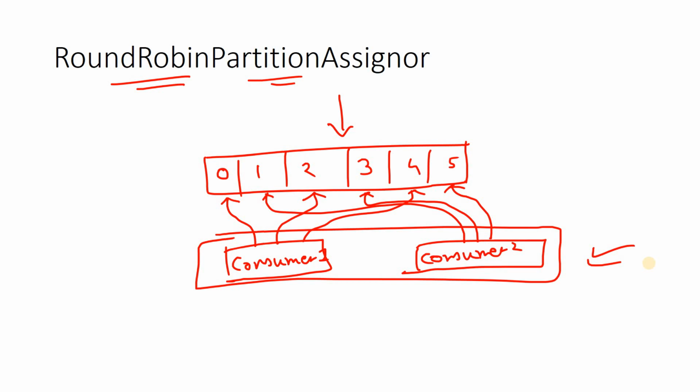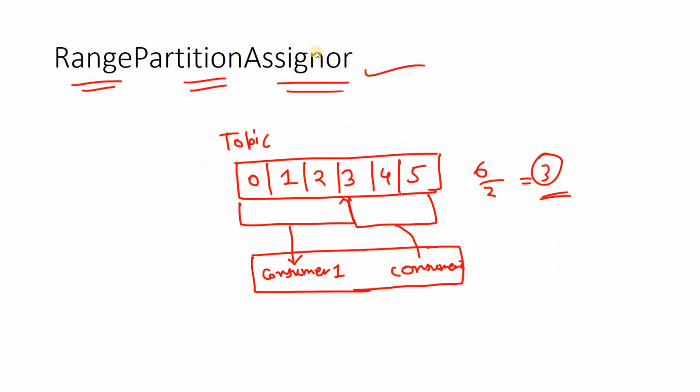Okay, right? So I hope you understood this theoretical part. Now, without any further delay, let's see the practical implementation. Let's see the round robin partition assigner and range partition assigner with a Python demonstration, right?